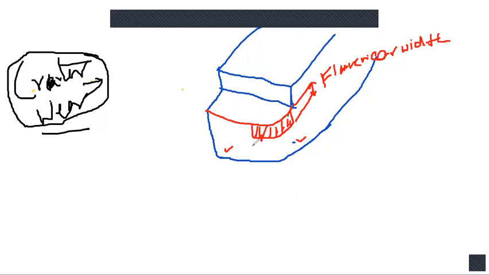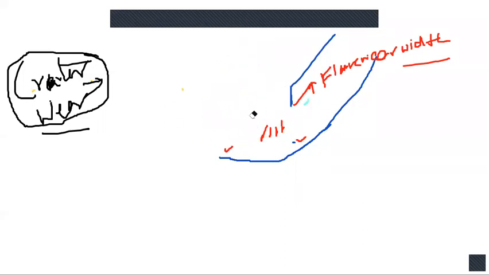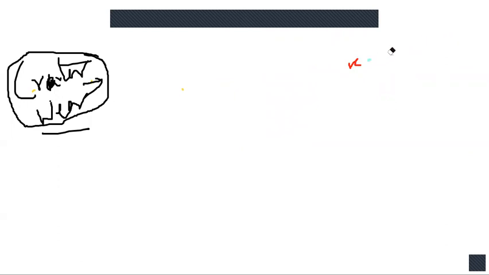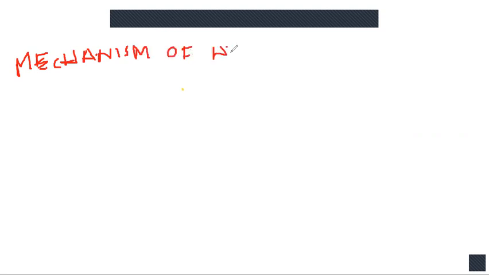This is our flank wire width. Okay. Now, first of all, we erase all these things. Now, mechanism of wire.